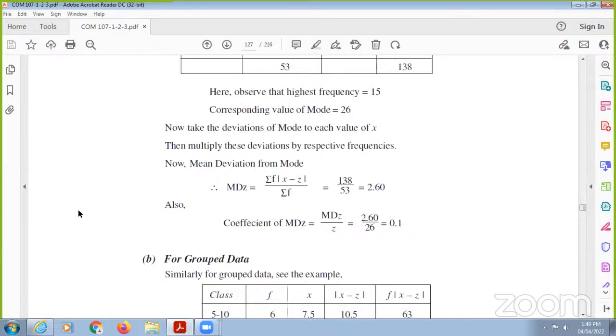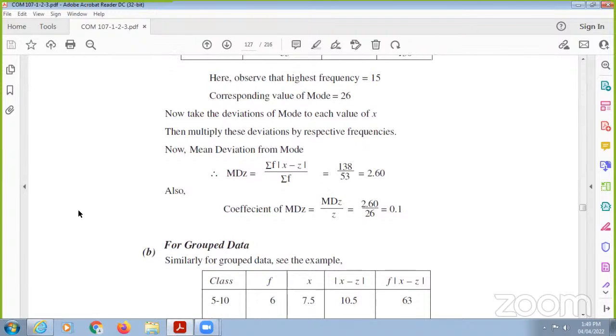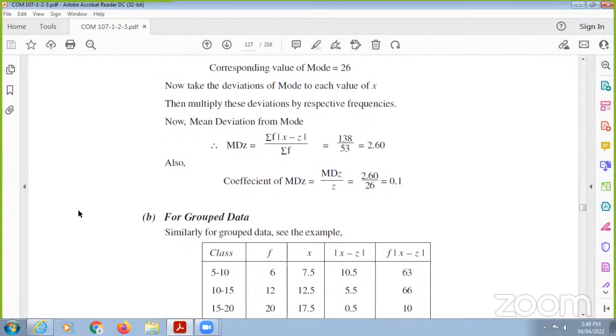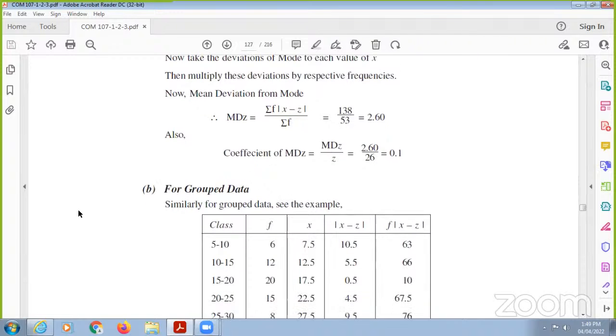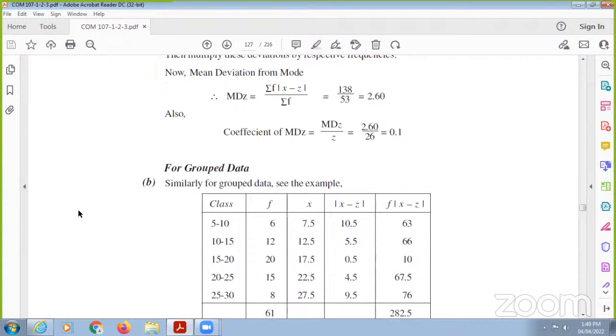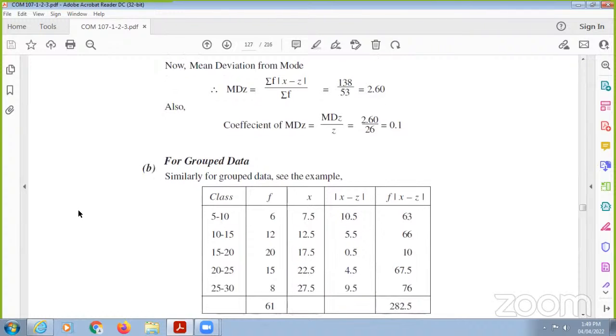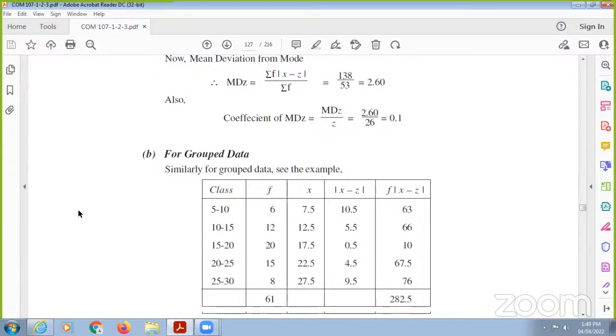Now this is from ungrouped data. For the grouped data, you will find an example here. Example is given here: 5 to 10 frequency 6, 10 to 15 frequency 12, 15 to 20 frequency 20, 20 to 25 frequency 15, and 25 to 30 frequency 8 here. Now the frequency total is 61. Now you have to find the difference here.